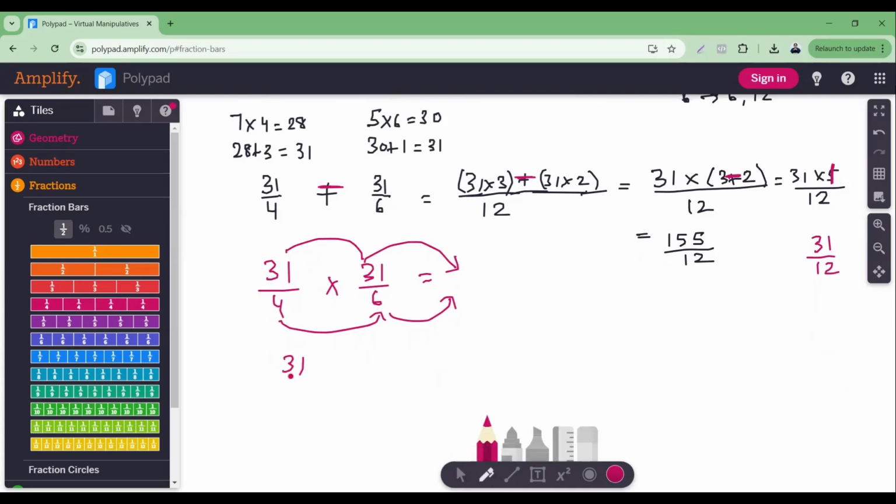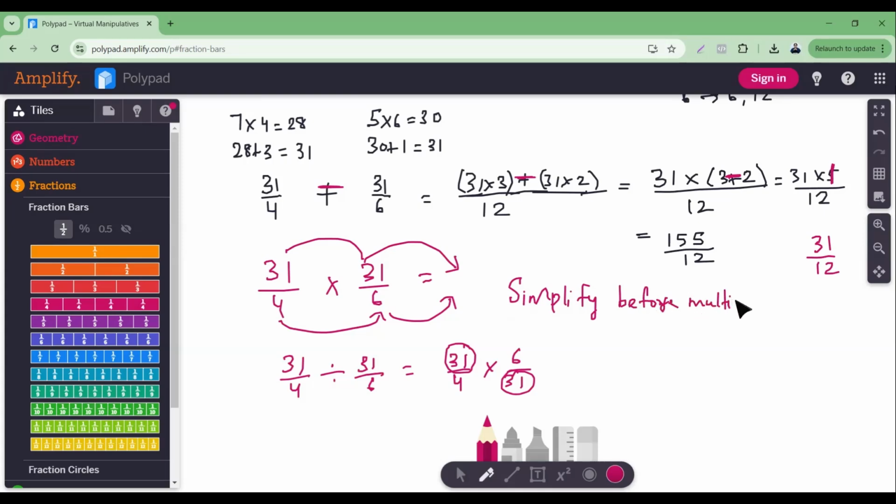Okay, if I go for division, 31 by 4 divided by 31 by 6, it will be 31/4 times the reciprocal of that. So what do I see here? There is a numerator 31 and a denominator 31. Instead of multiplying and then simplifying later, I will always simplify before I multiply. This is one of my calculation techniques, and this is how I avoid dealing with big numbers.